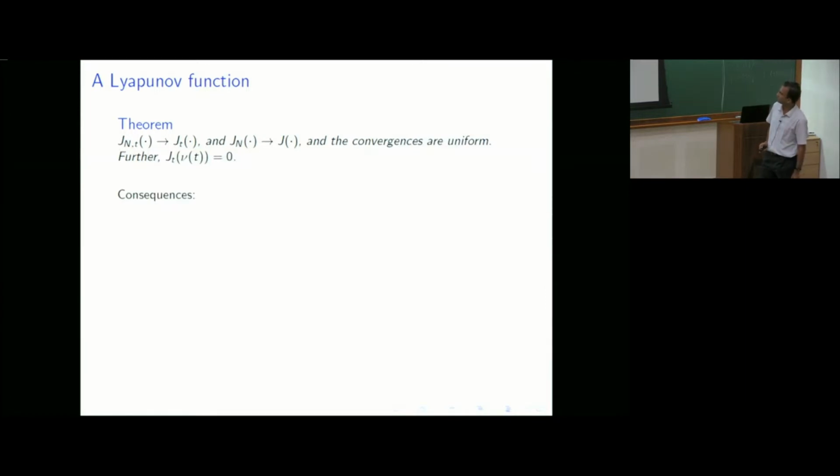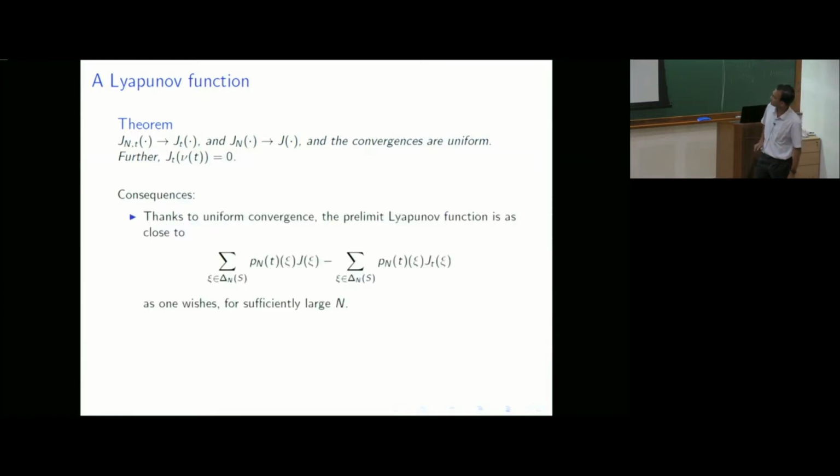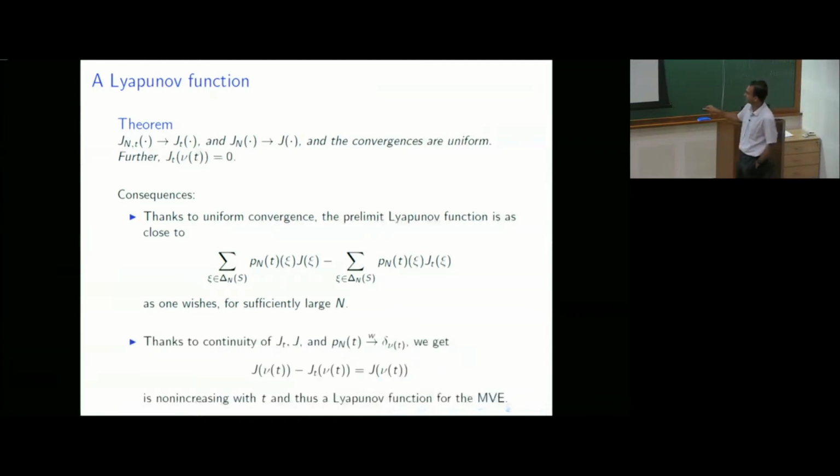And what are the consequences? This is an assertion that we make. What are the consequences? Thanks to this uniform convergence, the prelimit Lyapunov function is as close to the same expression but with the negative 1 over n log substituted by the limiting functions. Similarly here, we can make it as close to this as one wishes for all sufficiently large n. So that's one thing. And also because the limit functions are continuous, thanks to continuity, we have this weak convergence here.